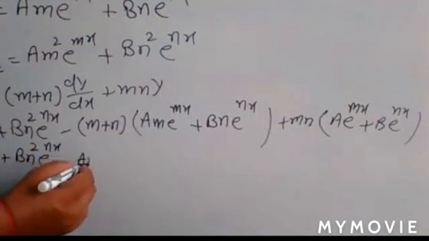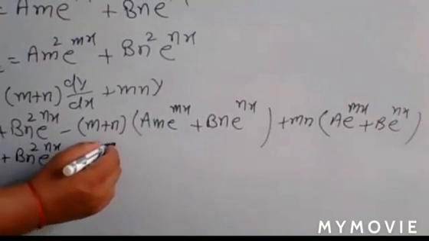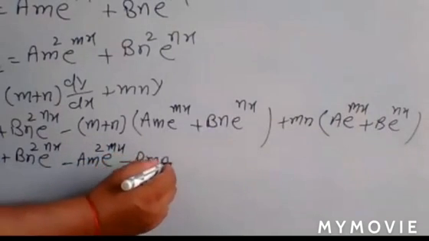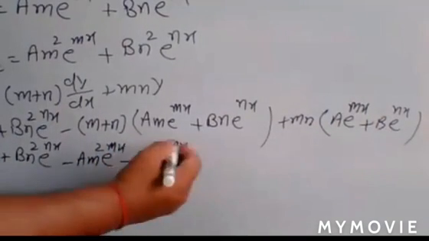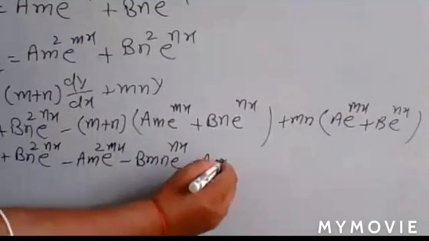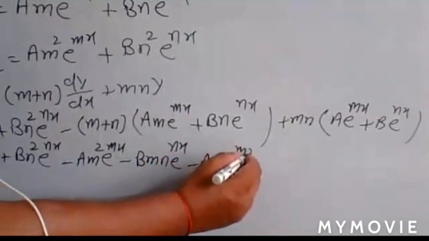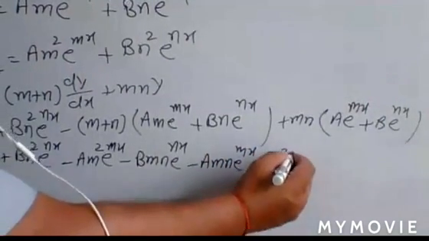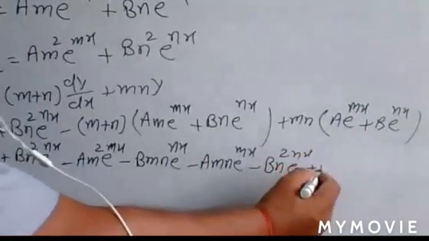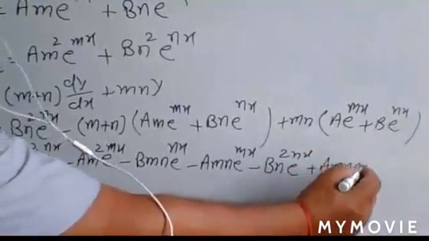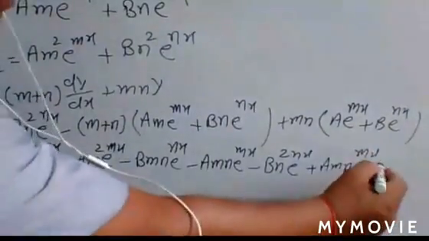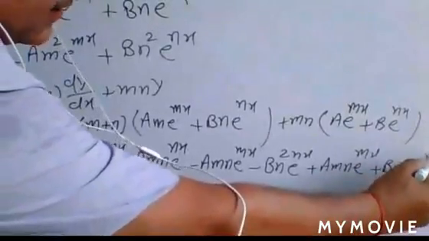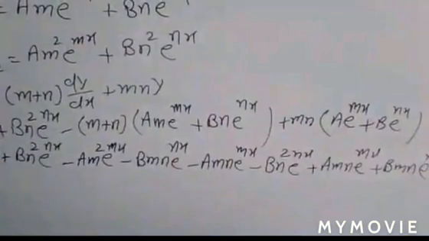So you have am square e to the power mx minus bmn e to the power nx minus amn e to the power mx minus bn square e to the power nx plus amn e to the power mx plus bmn e to the power nx. Okay, write that.